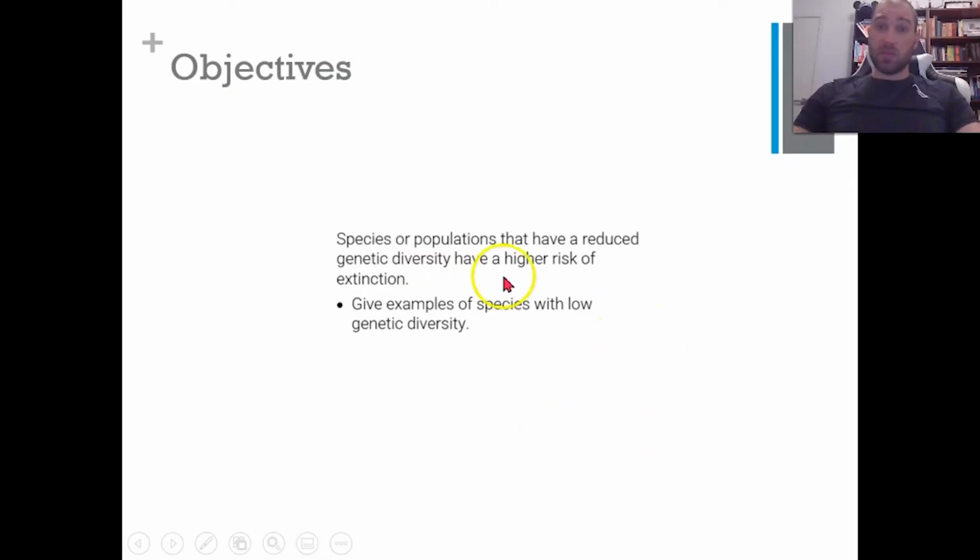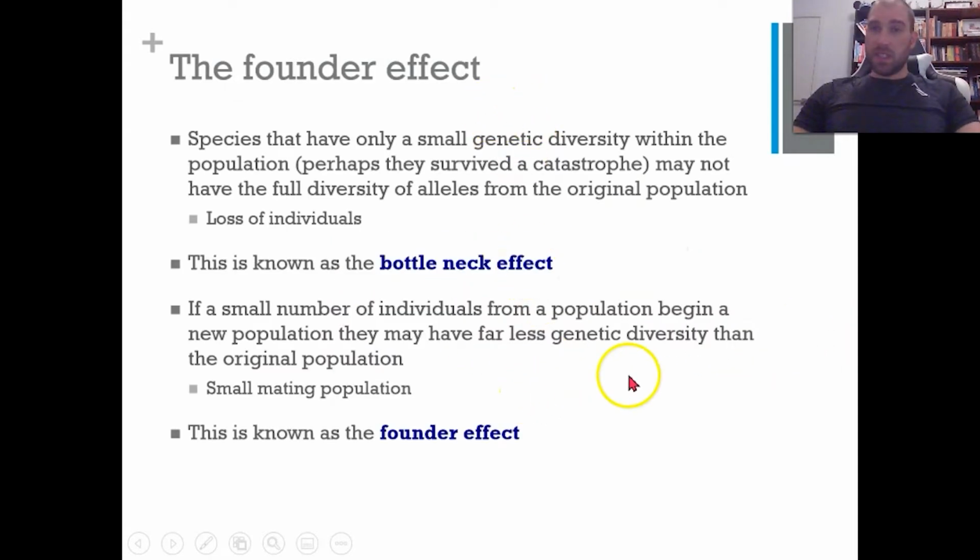So in science we're going to look at species or populations that have reduced genetic diversity and a higher risk of extinction, and give examples of species with low genetic diversity. We've talked about some of these bits and pieces before. Species that only have a small genetic diversity within the population, perhaps because they've just survived a catastrophe, may not have the full diversity of alleles present from the original population. So that means the gene pool may have shrunk. That's due to a loss of the individuals present.